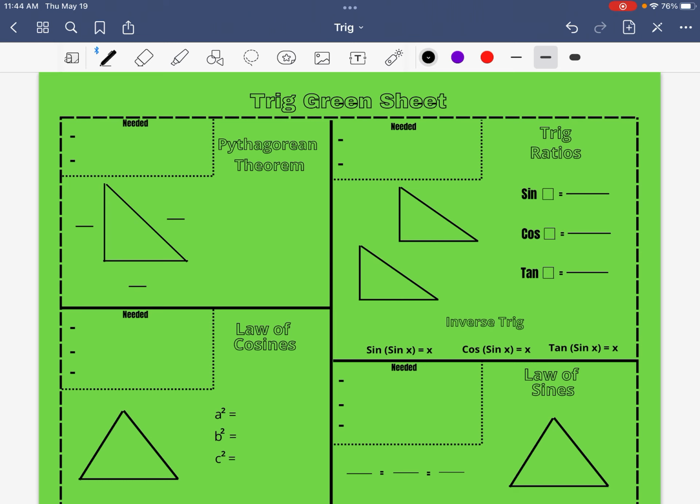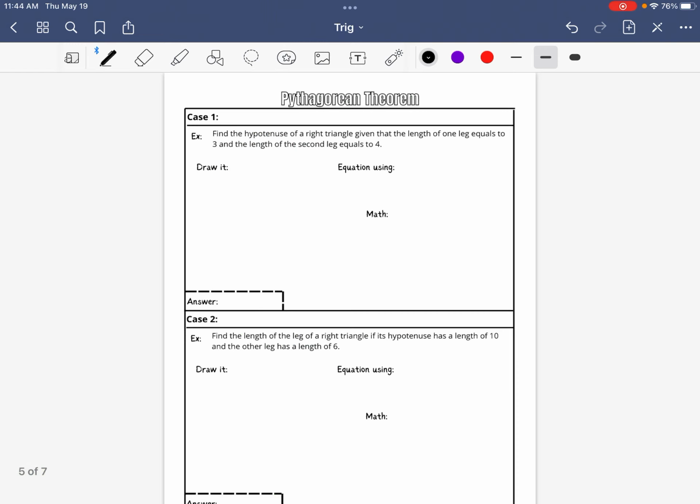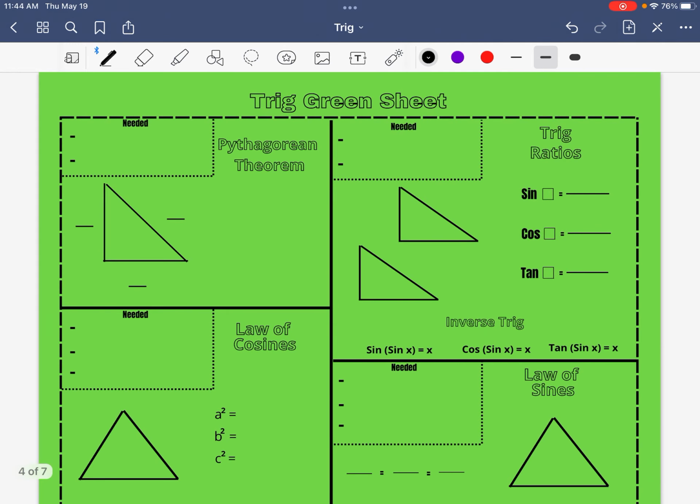Before we start off, please make sure you have this green sheet in front of you. We're going to be using it this whole unit and you're going to be taking notes on this one sheet. Put it somewhere safe. And you're also going to need the day one worksheet, which is Pythagorean's theorem. So you have those in front of you.